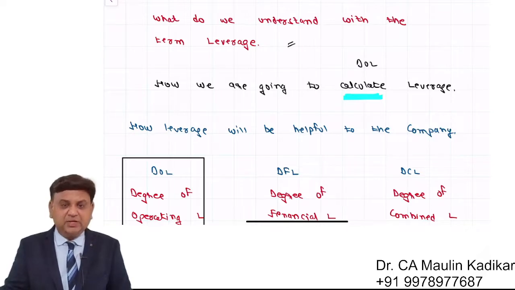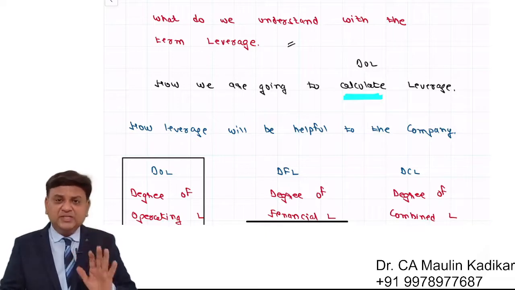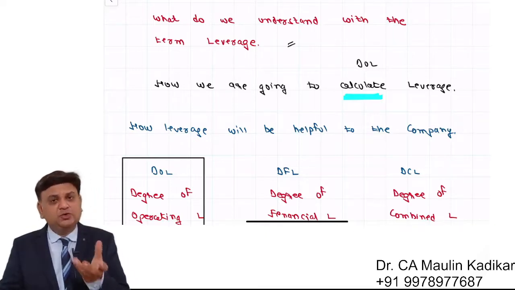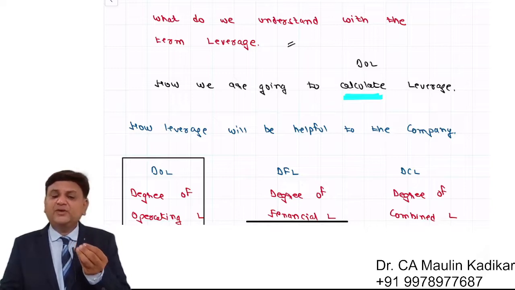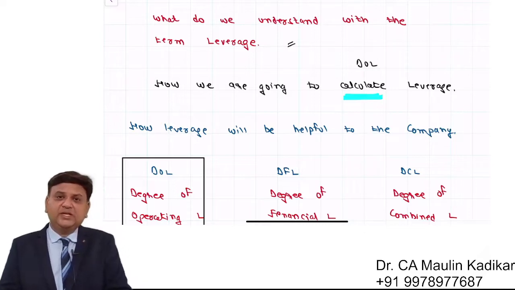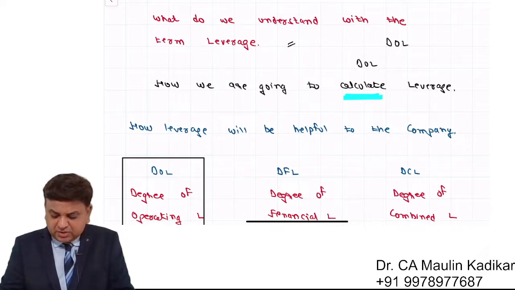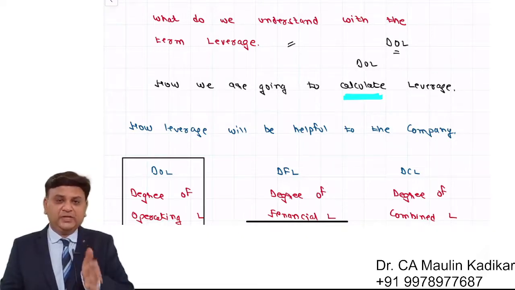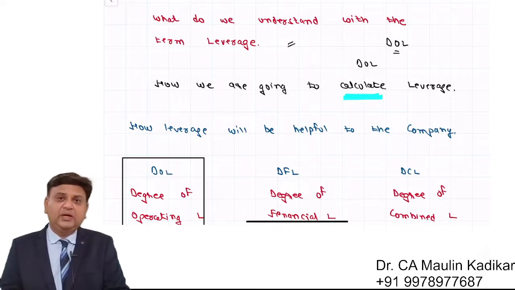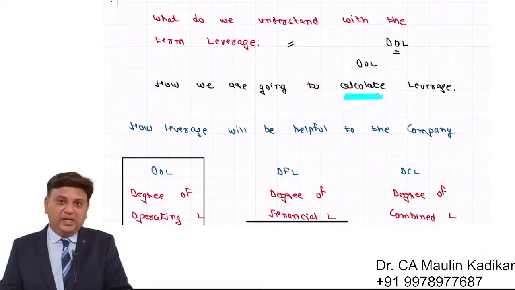How do we understand the term leverage? Leverage is understood as a tool which measures the effect of the fixed cost that we have introduced in the business. Higher the fixed cost, you will be having more leverage, and vice versa. Degree of operating leverage: the term operating stands for whatever the operation of the business that we are doing. The effect is measured by DOL.